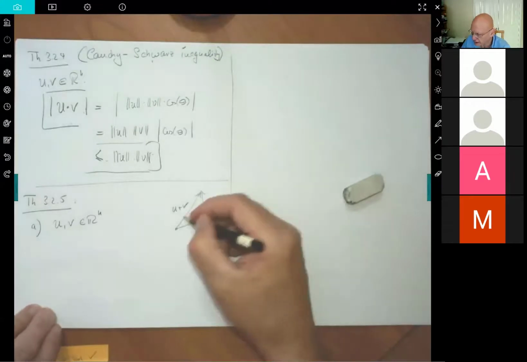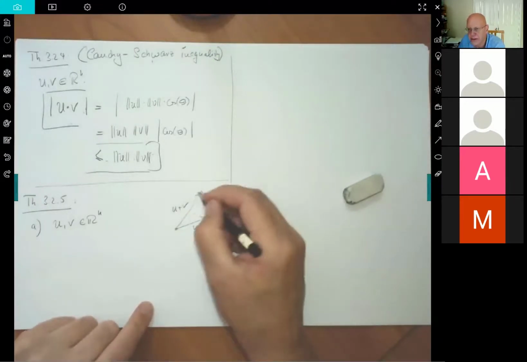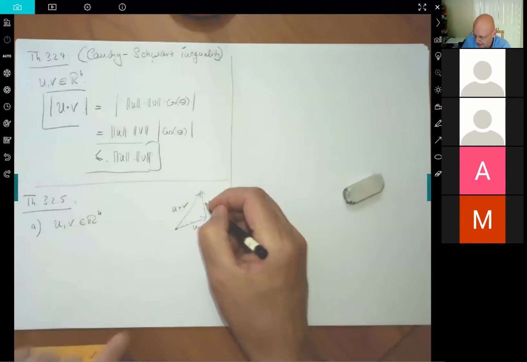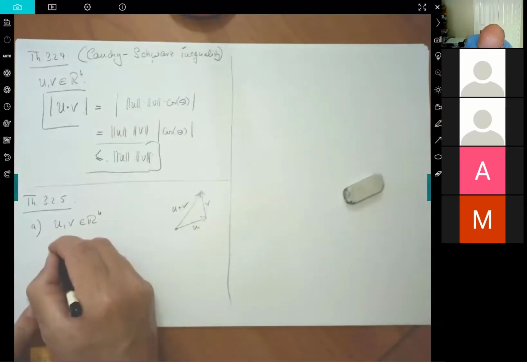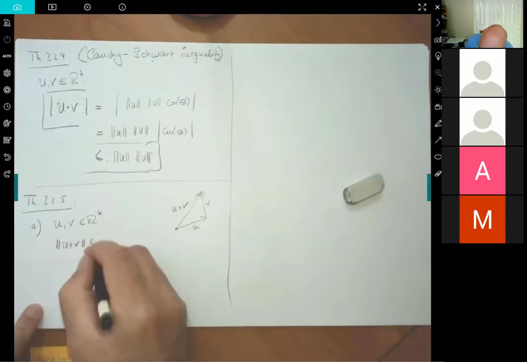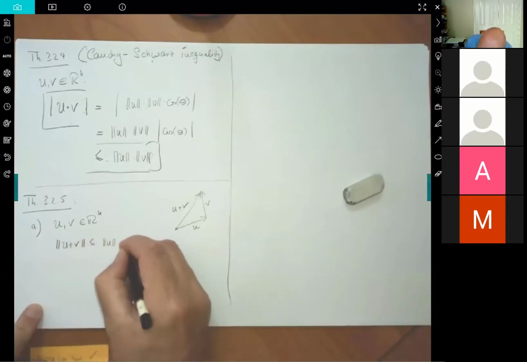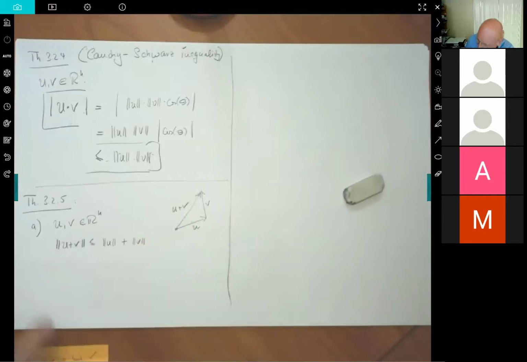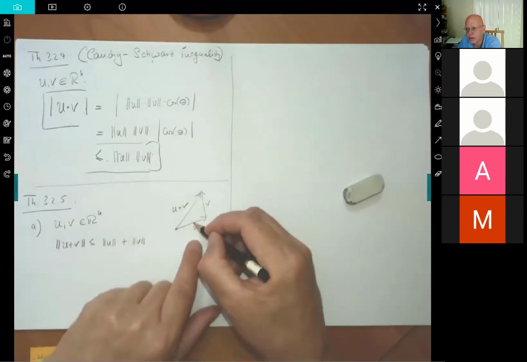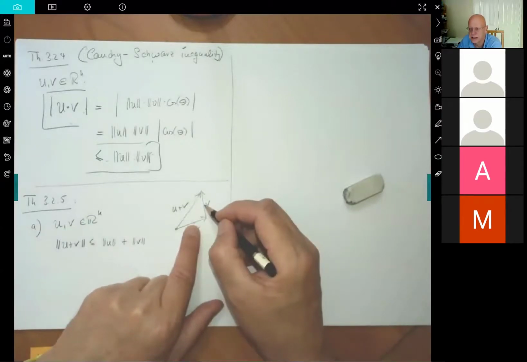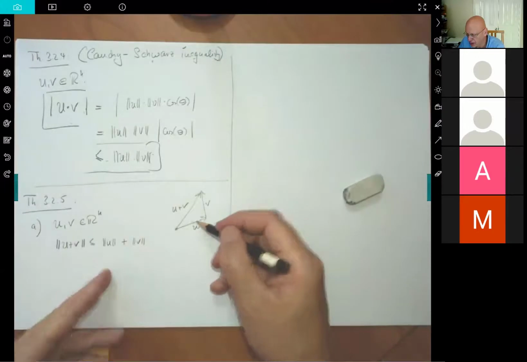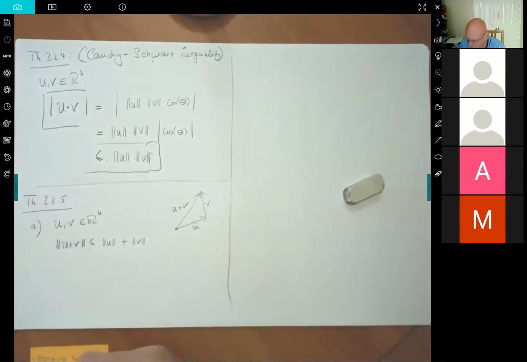So we have a triangle. And then this side of the triangle is shorter than the sum of the 2 other sides of the triangle. So when we have norm u plus v smaller than norm u plus norm v. It means that in a triangle, one side is always shorter than the sum of the 2 other sides. And it doesn't matter which side you pick. No? And for this reason, this is called the triangle inequality.